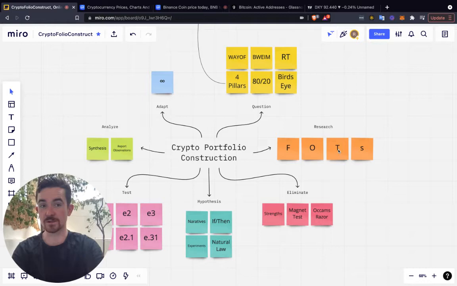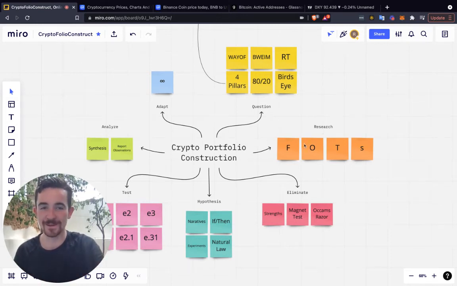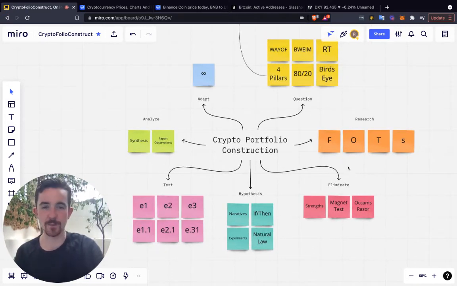And that really is what researching is all about: fundamental, on-chain, technical, and sentimental analysis. You can probably come up with some sort of acronym like FOST, but again, this is an iterative process, so maybe in October when I revisit this, we can make up a little acronym there. We can talk about it more in the Telegram group, which again, is linked down below in the description.